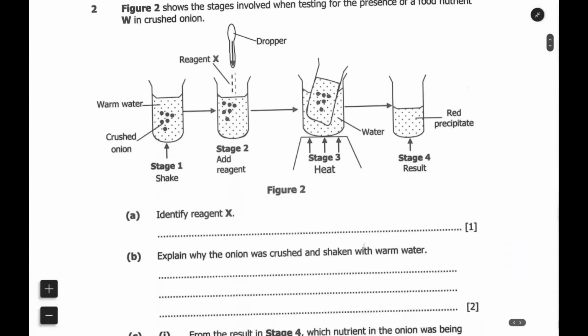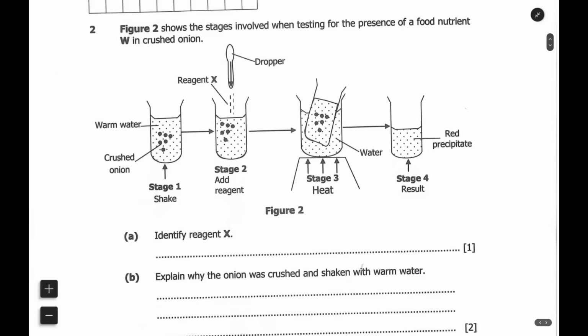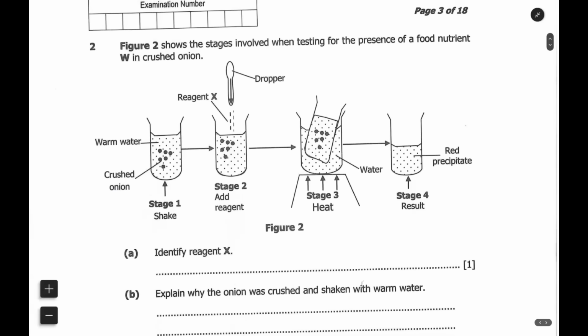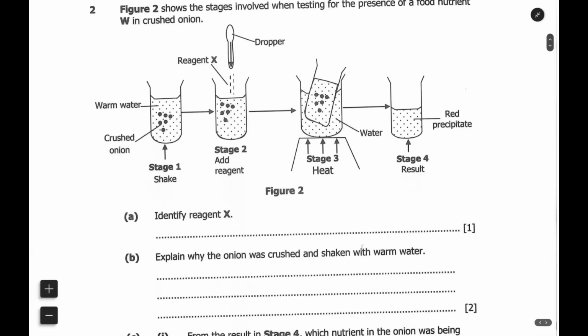Let us look at the second question now. Figure 2 shows the stages involved when testing for the presence of food nutrient W in crushed onion. Look at the steps that are involved.